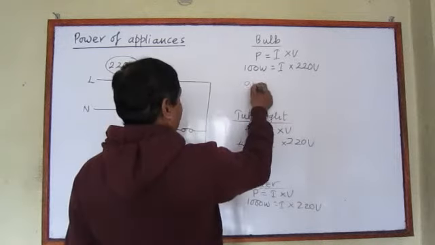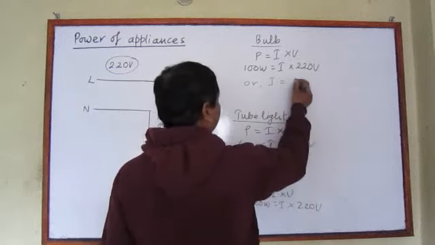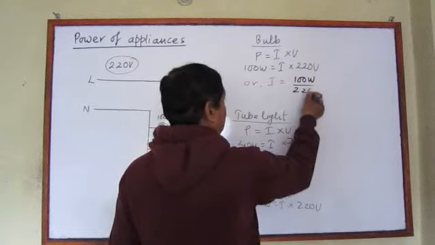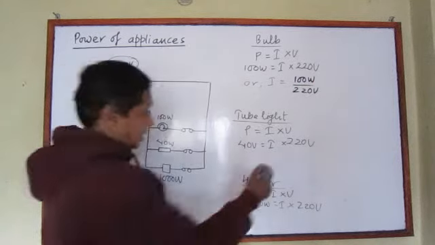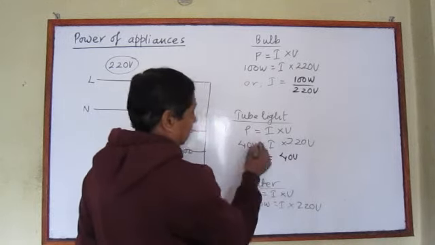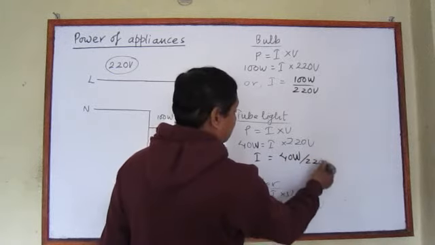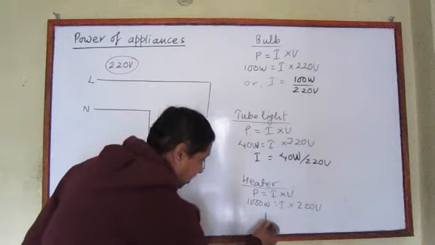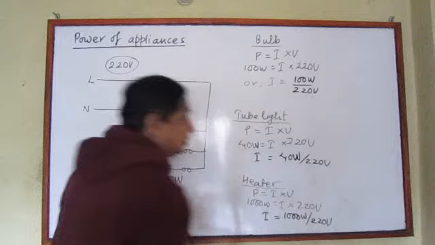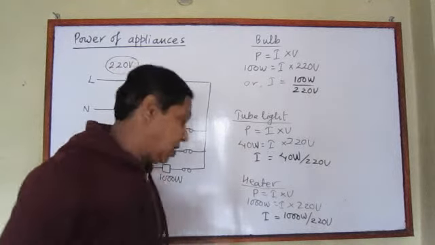Now let's talk about current. Current is equal to, if 220 is taken to the left hand side, 100 watt divided by 220 volt. Here also current is equal to 40 watt divided by 220 volt. Here current is equal to 1000 watt divided by 220 volt. Now if we divide 100 by 220, in the same way 40 by 220 and 1000 by 220, we'll get this value.